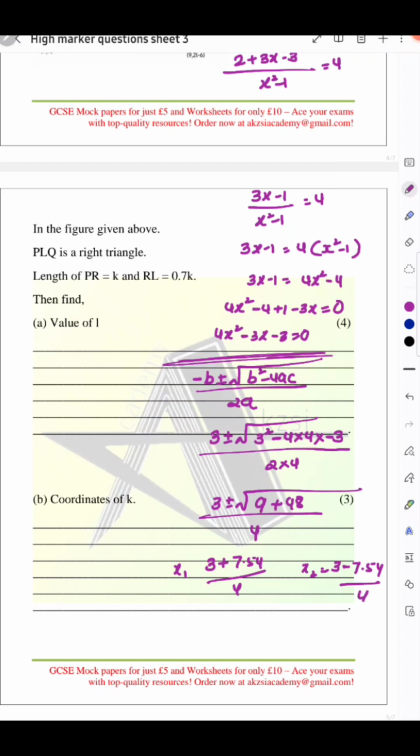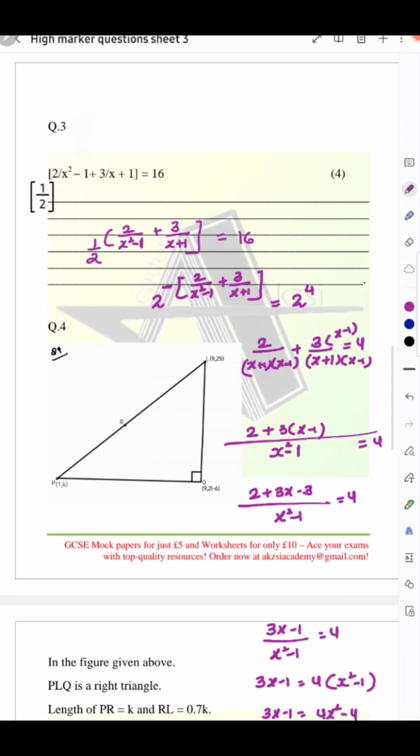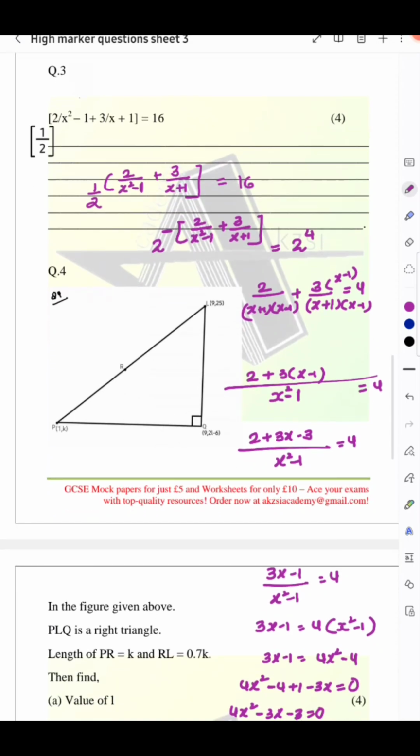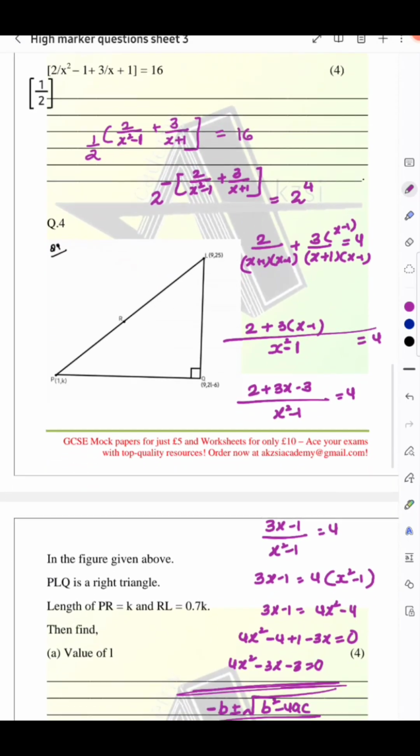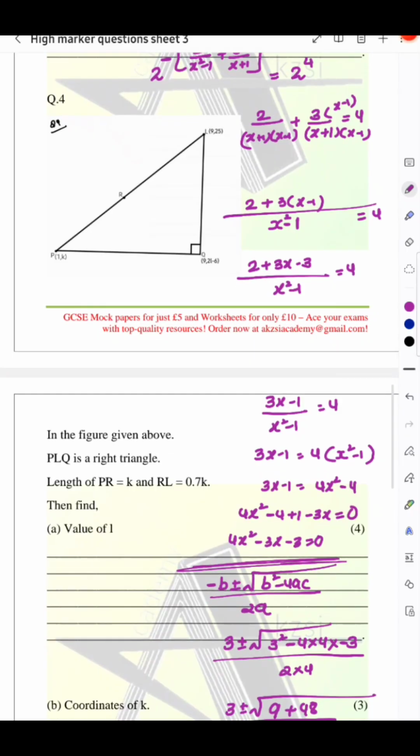So for the first one, I'll get 2.64. That's the value of x1. And for the second one, the answer would be negative 1.135, or up to 2 decimal places, negative 1.14 would be the answer. So these are the two values of x1 and x2, and that's what they are asking. It's about solve it, so that means find the value of x. Moving on to question number 4.